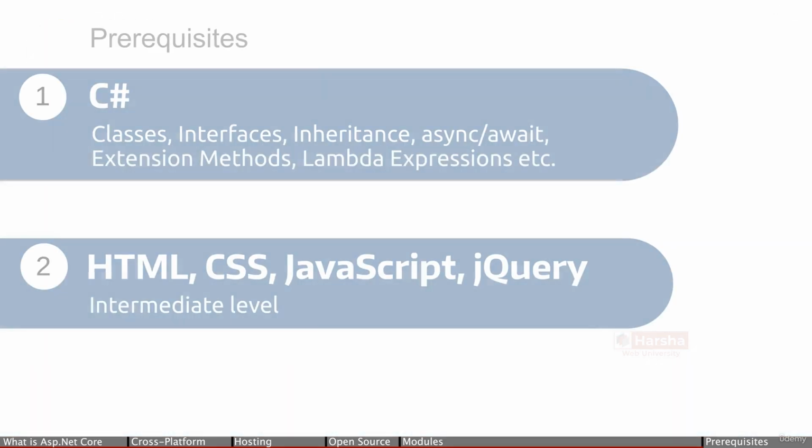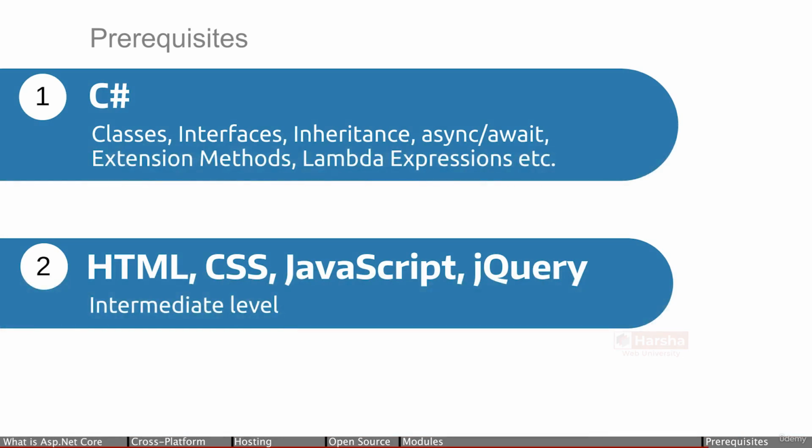What are the prerequisites for this course? You will require C# itself, including object-oriented programming concepts such as classes, inheritance, interfaces, etc. And you will require at least intermediate level knowledge of HTML, CSS, and JavaScript. That's all you require, because we will learn all the remaining concepts whenever we encounter them.